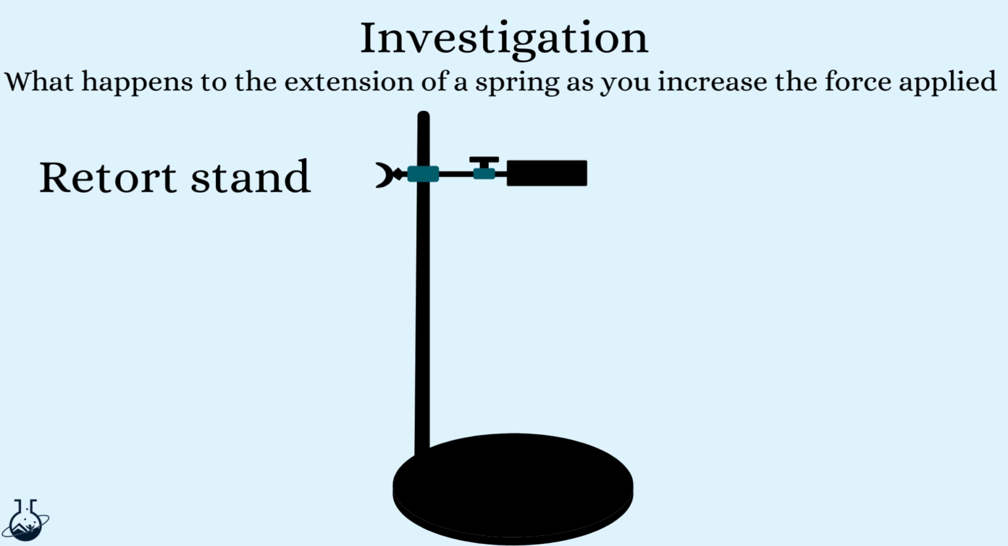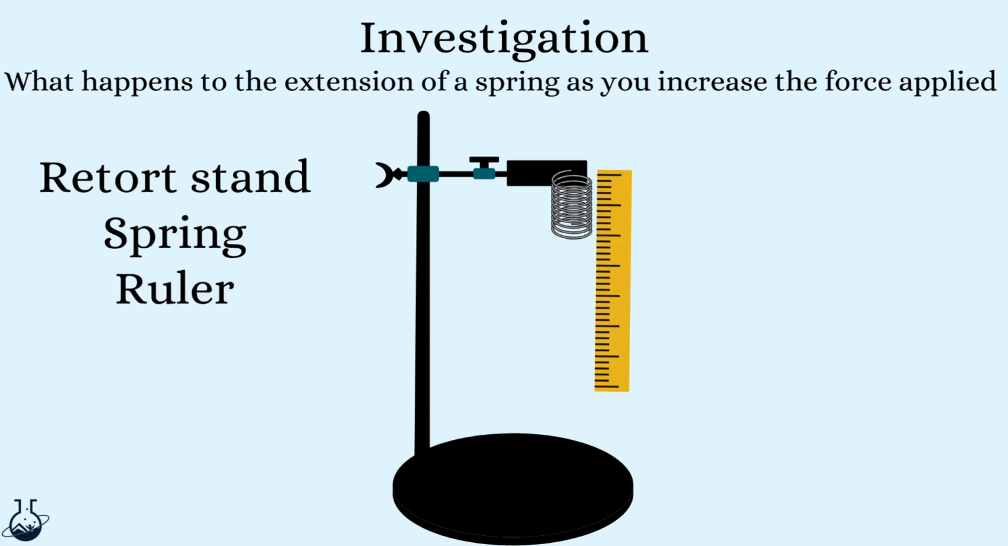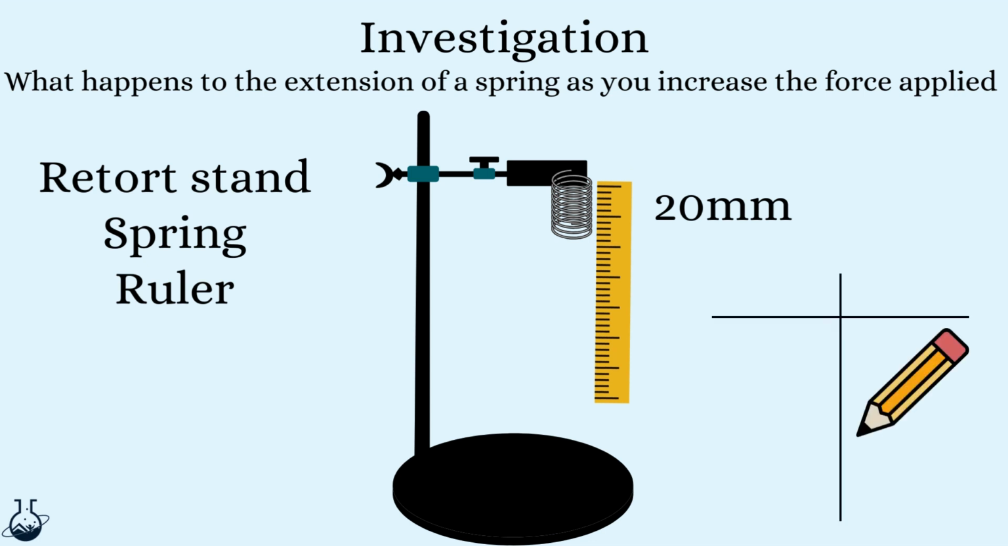So firstly, we can set up a retort stand with a spring attached at the end and safely clamped in. A ruler, straight and in line with my spring, so I can accurately measure its unloaded length. In this case, this spring without any masses on it is 20 millimeters. It's important I record this unloaded length in my results table before moving on.